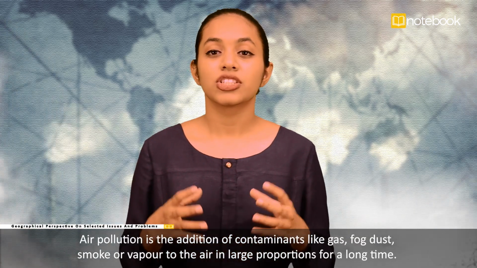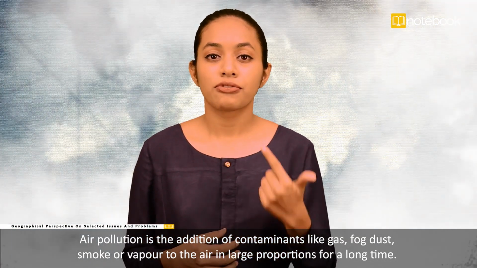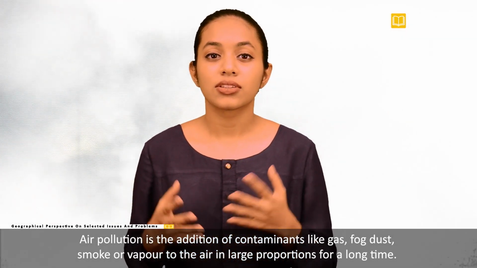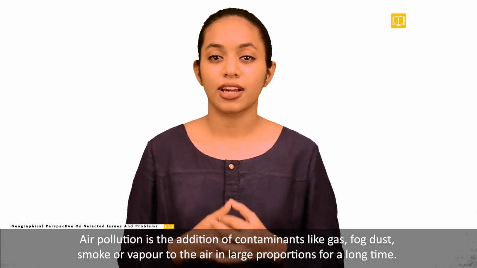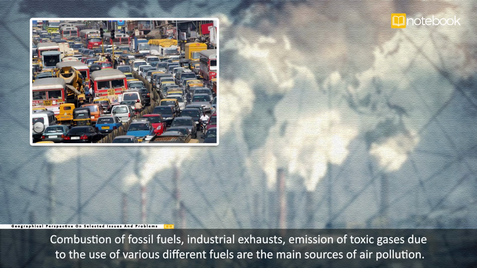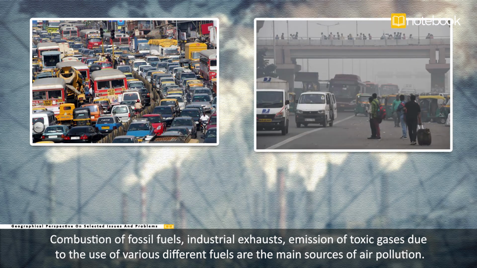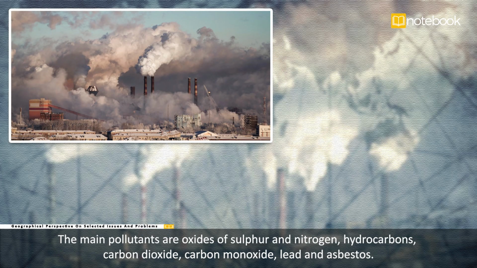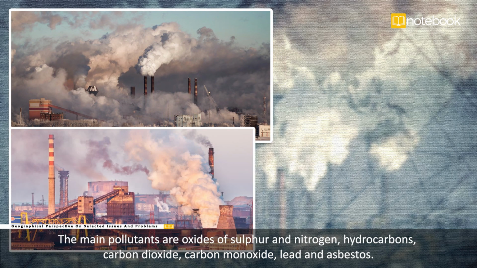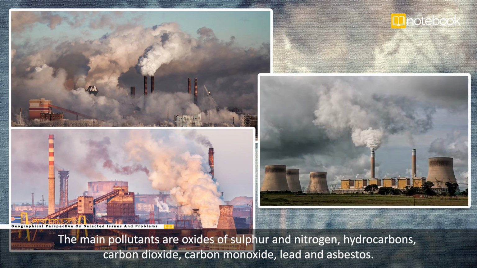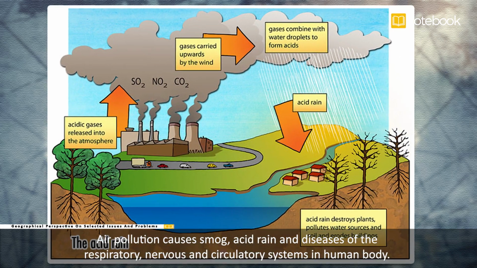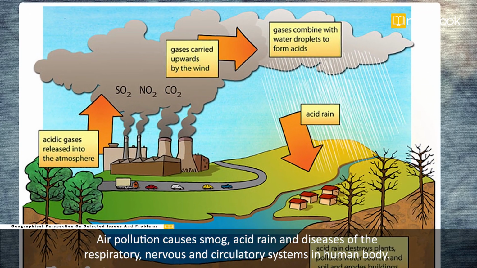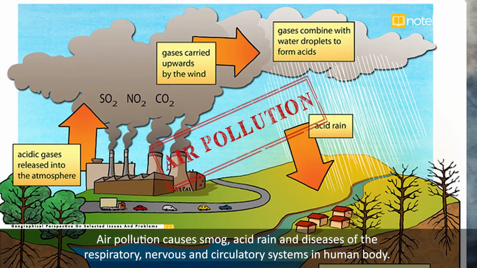Air pollution is the addition of contaminants like gas, fog, dust, smoke, or vapor to the air in large proportions for a long time. Combustion of fossil fuels, industrial exhausts, emission of toxic gases due to the use of various different fuels are the main sources of air pollution. The main pollutants are oxides of sulfur and nitrogen, hydrocarbons, carbon dioxide, carbon monoxide, lead, and asbestos. Air pollution causes smog, acid rain, and diseases of the respiratory, nervous, and circulatory systems in the human body.